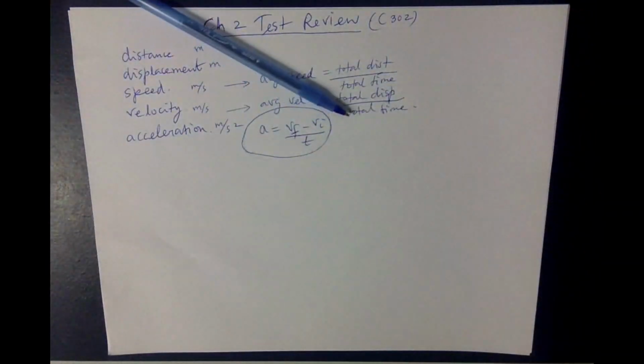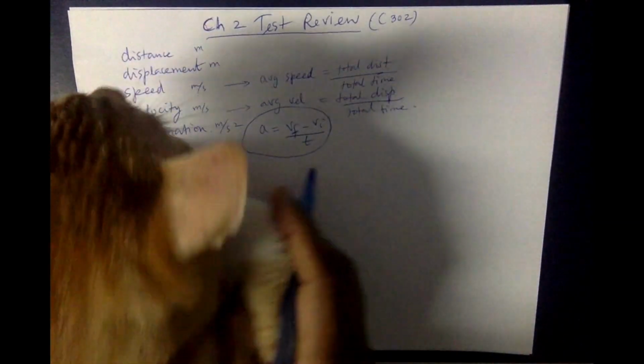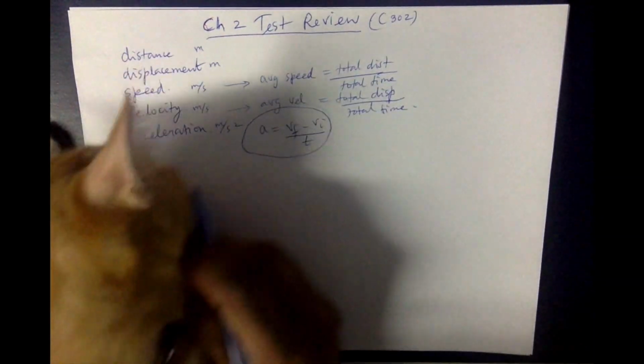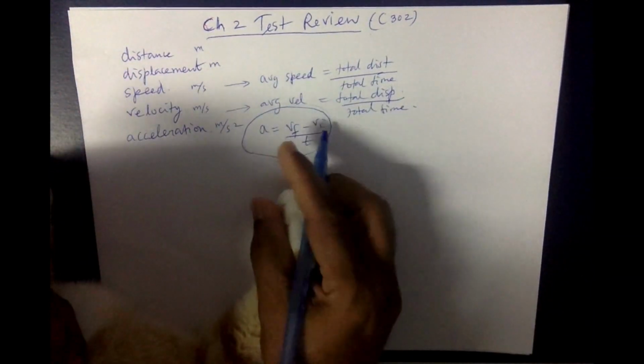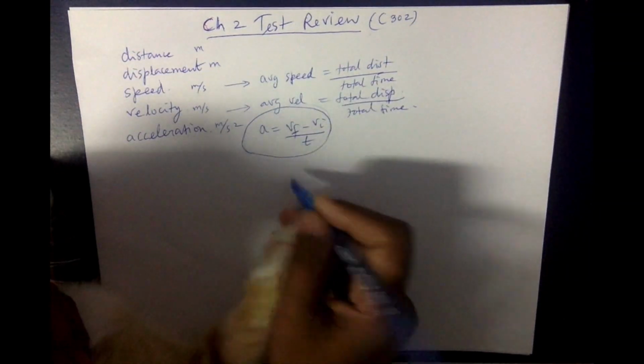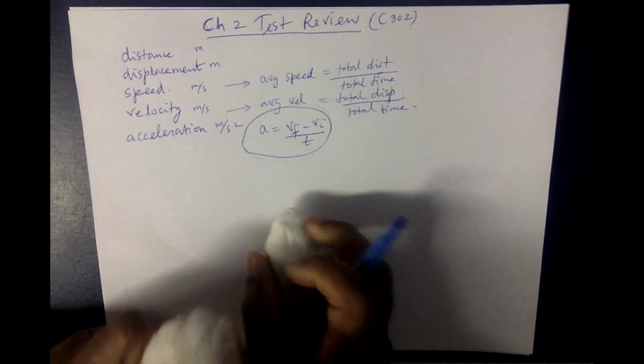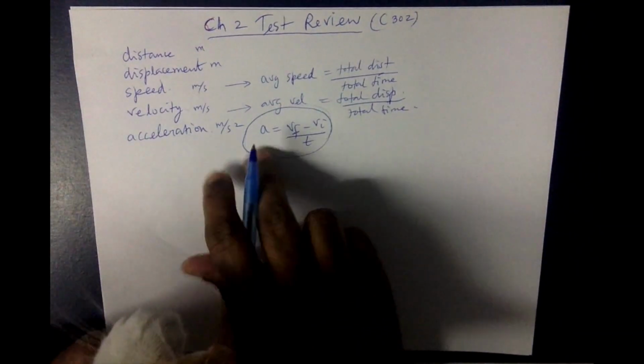Okay, let's do some physics work. Okay. Oh, hold on. Okay. So average acceleration is Vf minus Vi over time. Okay. So that is the acceleration.